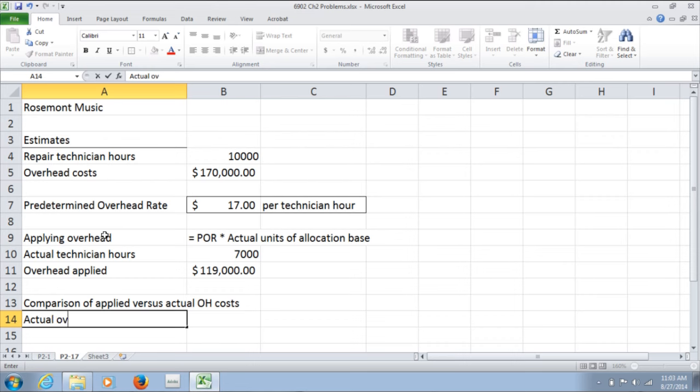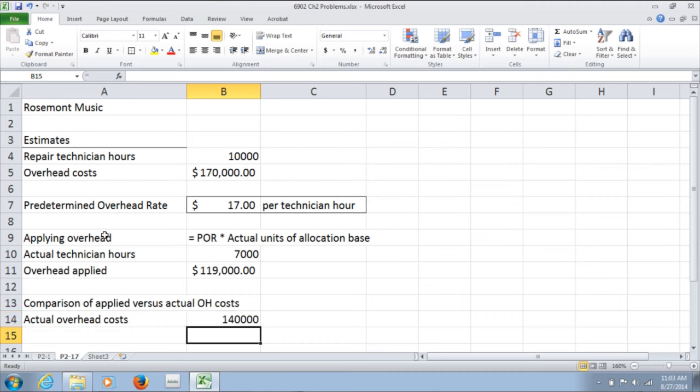we would have to, at the end of the year, calculate the actual overhead costs, tally up all of these numbers, and here we see that we have $140,000. So the overhead application process yielded $119,000 of cost for overhead. When we add up all the bills, pay the tab at the end of the year, we have $140,000. So we're short. And if you've gone out with a group of people, just put it on one bill. At the end of the night, if you're the last one holding it, you're the one who ends up having to come up with the shortage.